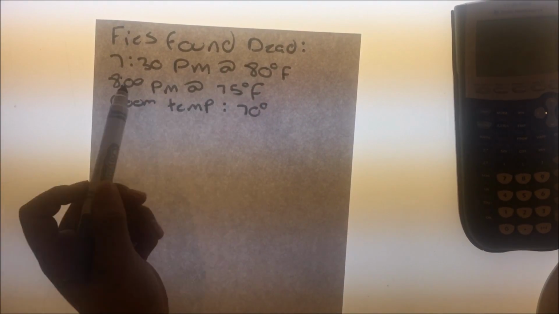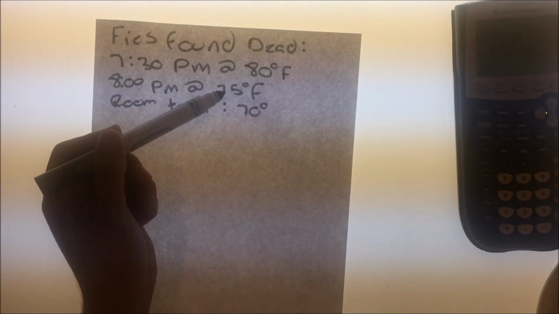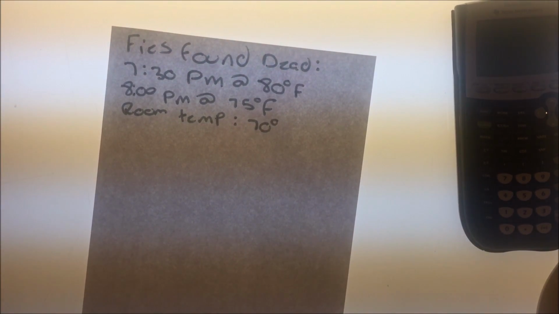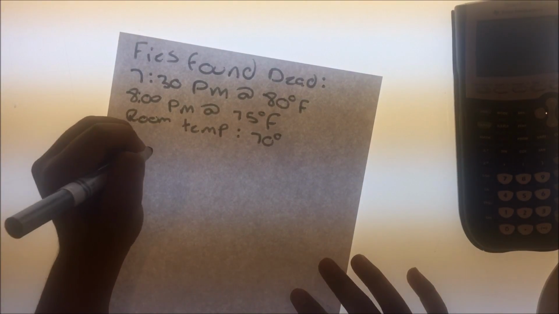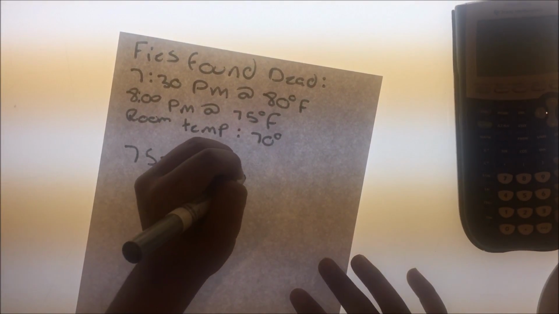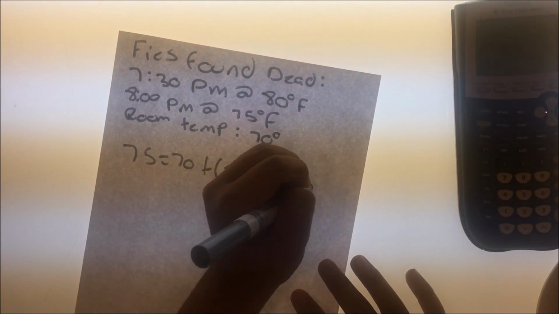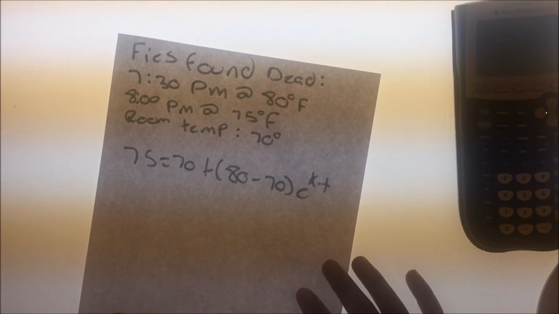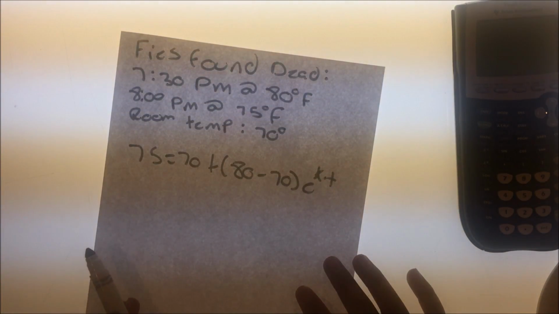So given here the ambient temperature, the initial temperature, and the temperature after time, which would be half an hour, we would put this into Newton's law of cooling, which would be 75 equals 70 plus (80 minus 70) with e to the power of k times t. So now we have to solve for k.